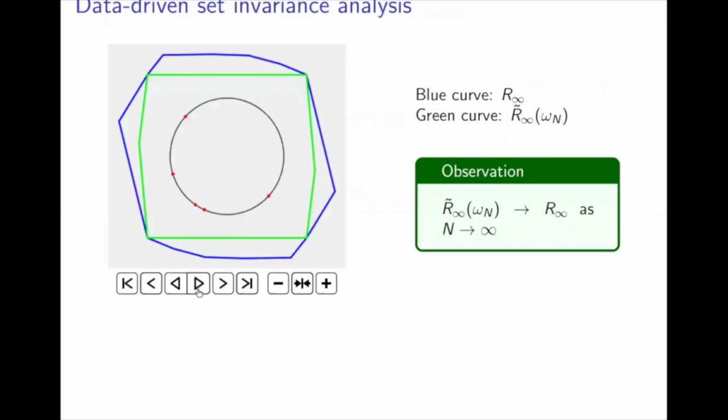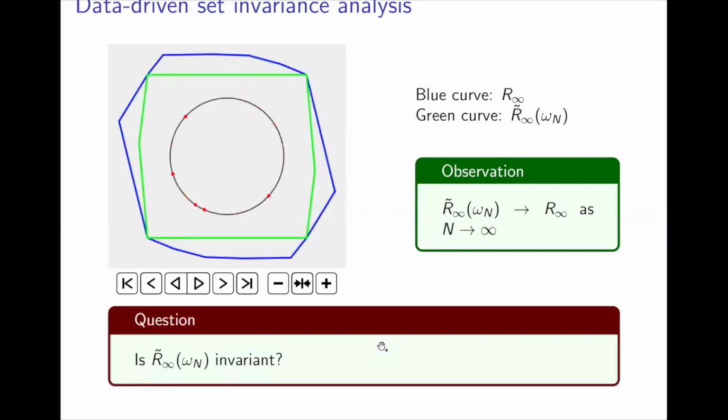So here we show that if we keep increasing the number of points, then the computed set will converge to the actual set. But the question is, if we only have a finite number of points, is the computed set invariant? To answer this question, we will derive two certificates.